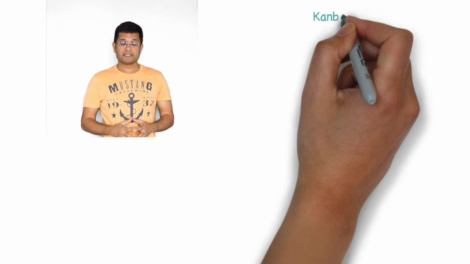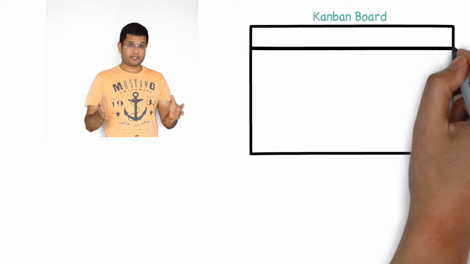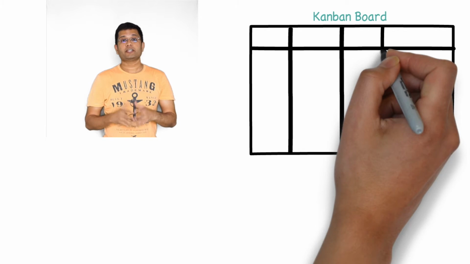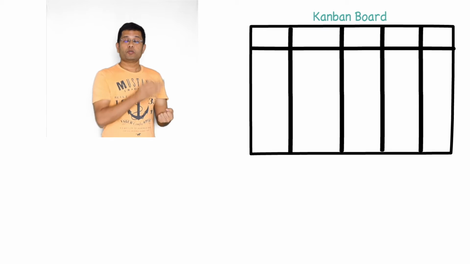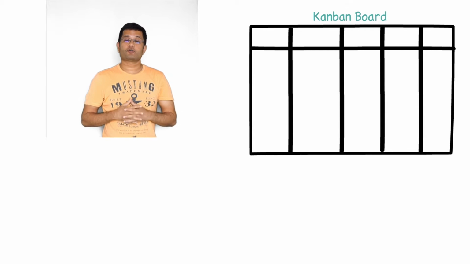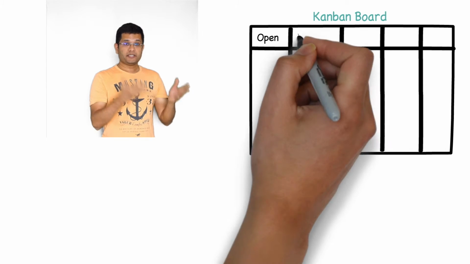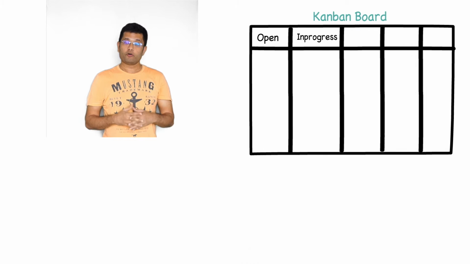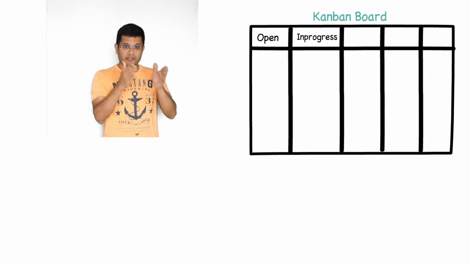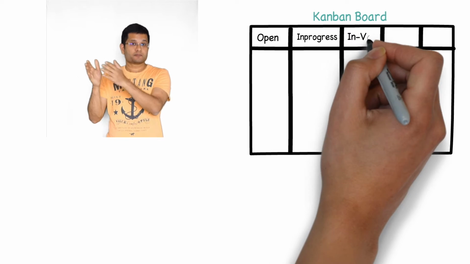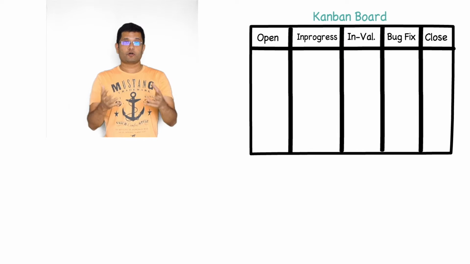Now all these PBIs are placed in a Kanban board. The Kanban board could be a physical whiteboard with swim lines, or it could be a tool that you're using. The Kanban board has swim lines which differentiates the different states of the PBI. The different states could be as simple as open, in progress and close, or you may want to make the swim lines a little more elaborate, where you have open, in progress, invalidation, bug fix and closed. The decision is up to you based on your need.